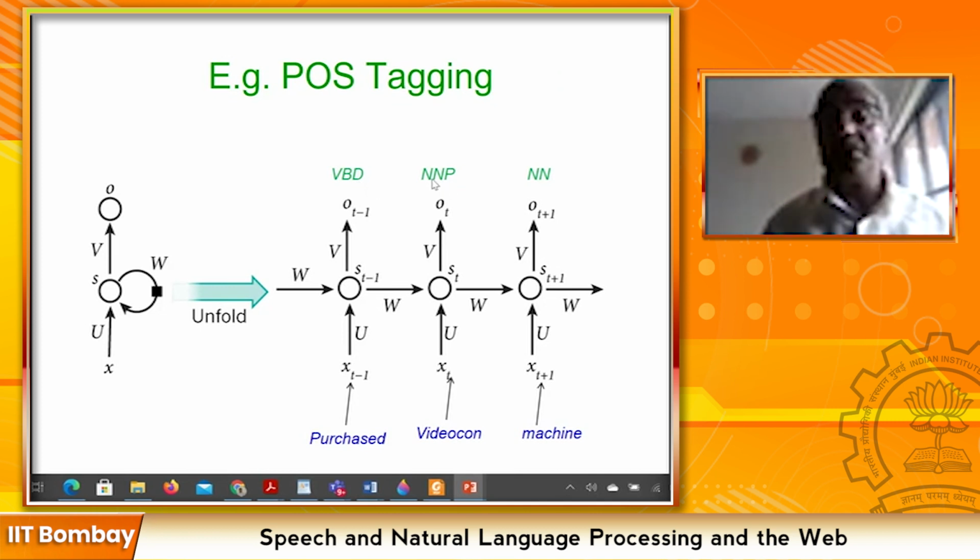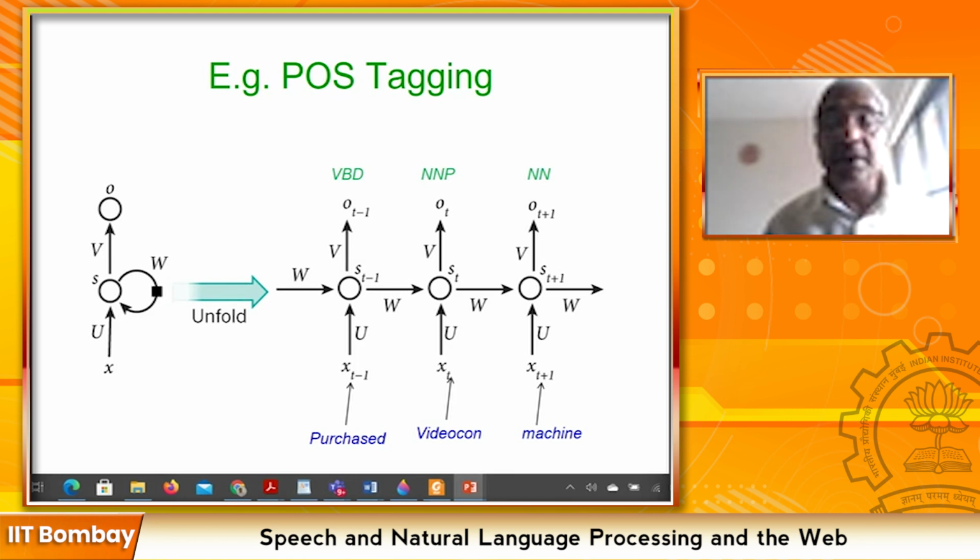Videocon is a proper noun, so NNP. Machine is noun. Okay, so this is the machine. This is the recurrent neural network which will keep looking at every word and give the output based on the current input and the previous state.